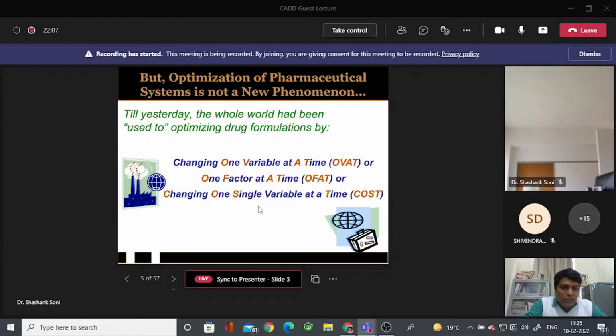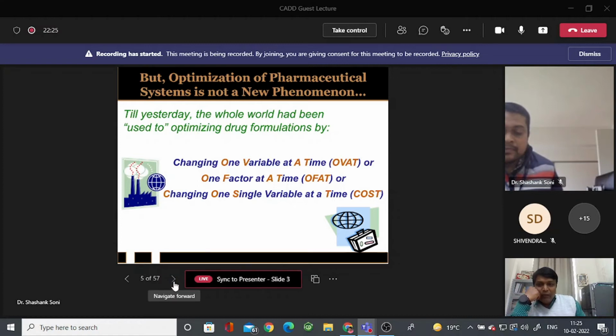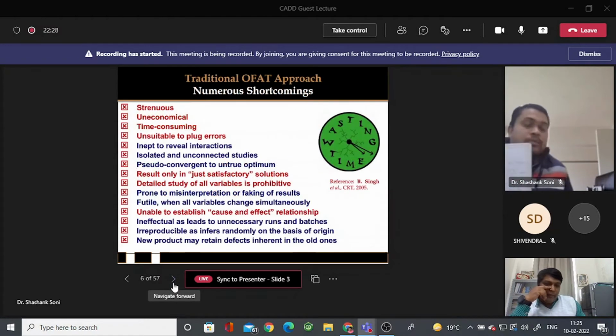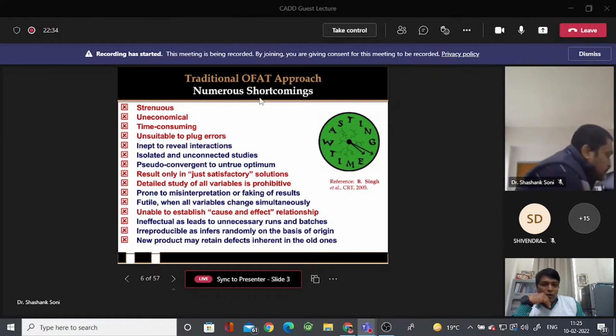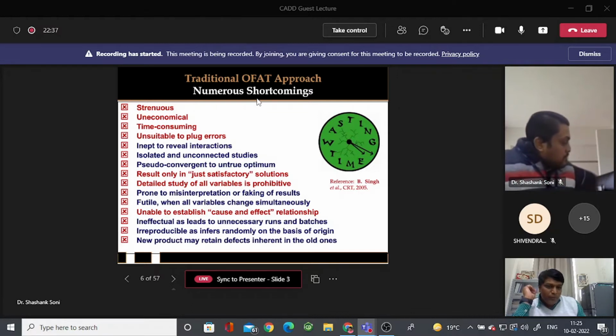These are the common approaches which are used in pharmaceutical sciences. We change one variable, we come to its level, then we change the other variable, then we come to the other level. In this way we are going to optimize our composition, but it is not a very scientific idea to vary one variable at a time. What will happen when we are working with one variable at a time? There are a lot of shortcomings, so many problems while changing one variable at a time.